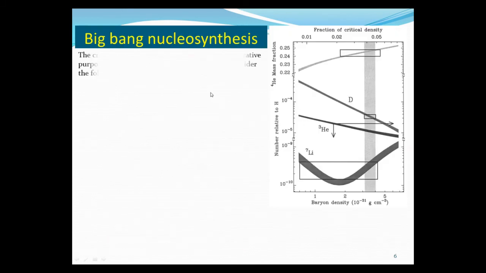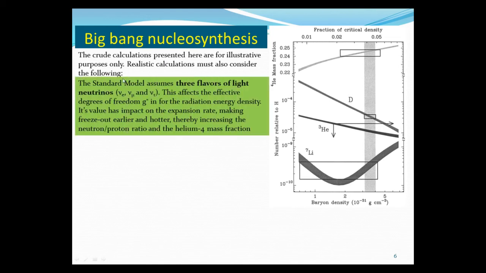I'll explain this diagram later. So the crude calculations presented here are just for illustrative purposes only, but a realistic calculation would consider, for example, the fact that the standard model assumes 3 flavors of light neutrinos: electron neutrino, muon neutrino, tau neutrino.